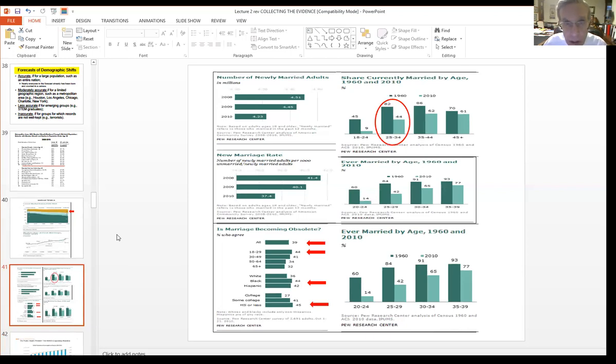Is marriage becoming obsolete? In the 18 to 29-year-old group, the group that was entering the workforce, just getting out of college, getting out of high school perhaps, and going to work, new entrants into the workforce, 44% said yes. 41% of those who were between 30 and 49 said yes. 41%, almost the same proportion as the younger group. So over 40% of people between 18 and 49, essentially the largest part of the workforce, thought that marriage was obsolete.